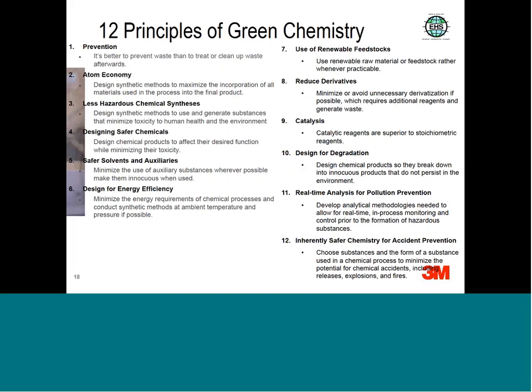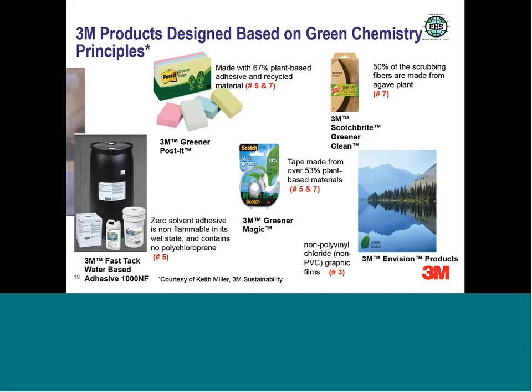Again, 12 principles of green chemistry. I just wanted to end with this slide. Well, I have one more slide, actually. This slide is just some examples, courtesy of Keith Miller from 3M Sustainability, of 3M products designed based on green chemistry principles. As you can see, the greener Post-it notes, fast-tracked adhesive, greener magic tape, the cleaner, greener Scotch-Brite, and these 3M Envision products. And you can see in the red, it gives you what principle of green chemistry is applied: three is less hazardous chemical syntheses, number five, safer solvents, and number seven, use of renewable feedstocks. And you see a number of these products fall into a number of those categories.